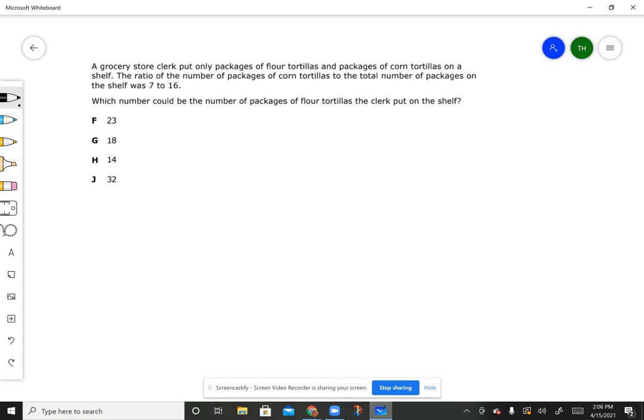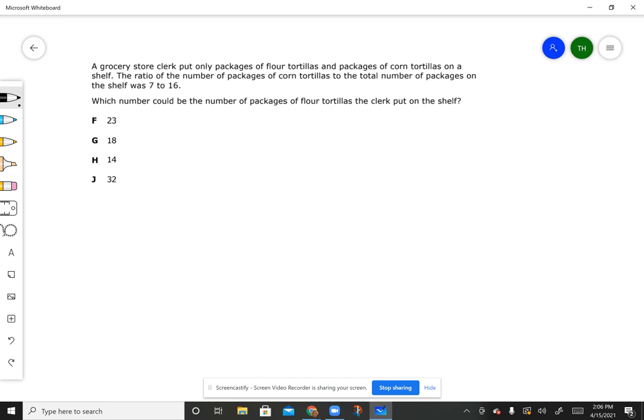A grocery store clerk put only packages of flour tortillas and packages of corn tortillas on the shelf. The ratio of the number of packages of corn tortillas to the total number of packages on the shelf was 7:16. Which number could be the number of packages of flour tortillas the clerk put on the shelf?